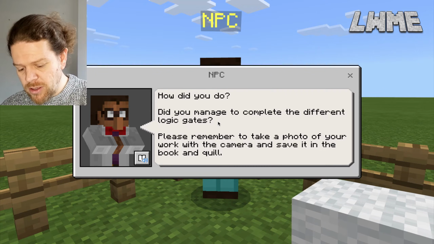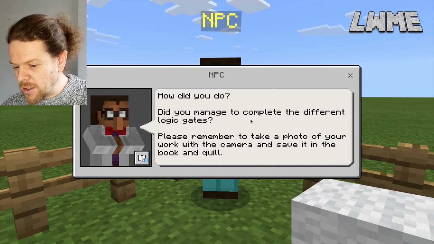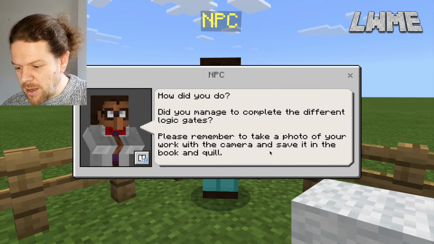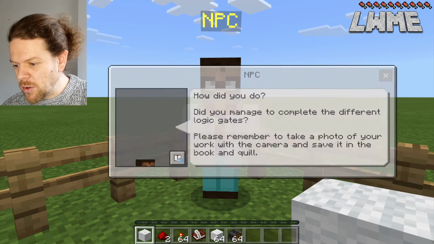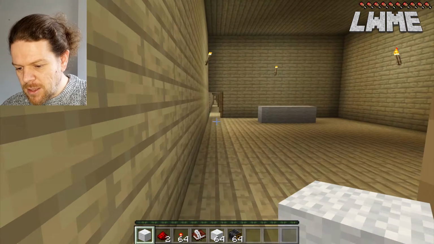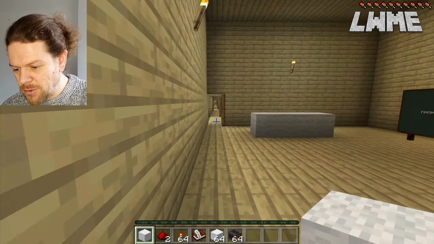And I've programmed this NPC to say, how did you do? Did you manage to complete the different logic gates? Please remember to take a photo of your work with the camera and save it in the book and quill so that they can export that and upload it if it's distance learning, or they can just put it in a shared folder or something.